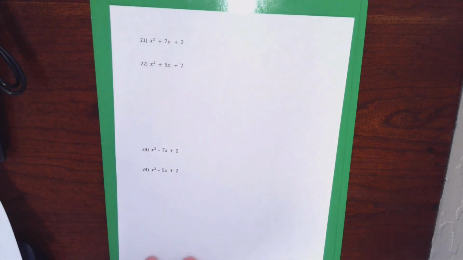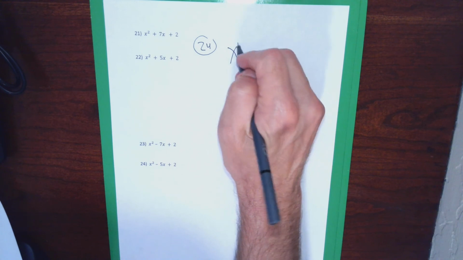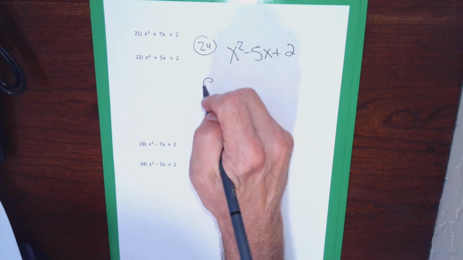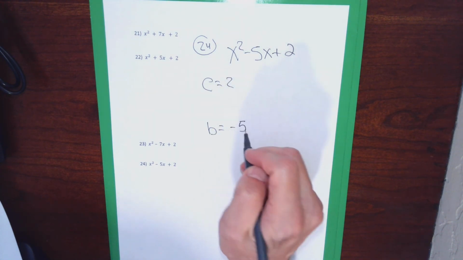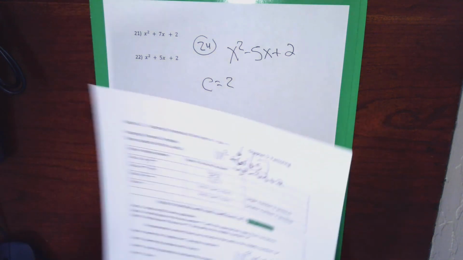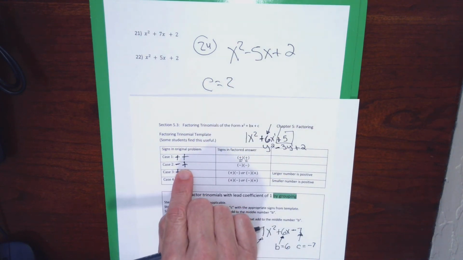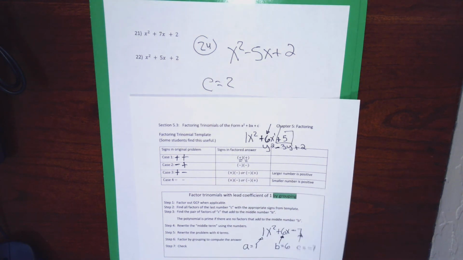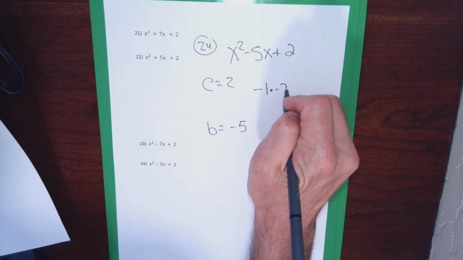All right, on this sheet, it looks like 24 is harder, so let me try 24, which is asking me to factor x squared minus 5x plus 2. In this case, my c is 2, my b is negative 5. My template's going to help me out here. My template says if the original problem starts with a minus and then it has a plus, I need double negative factors. So my first step, I'm going to write the double negative factors, the numbers that are both minus, that multiply out to be positive 2.